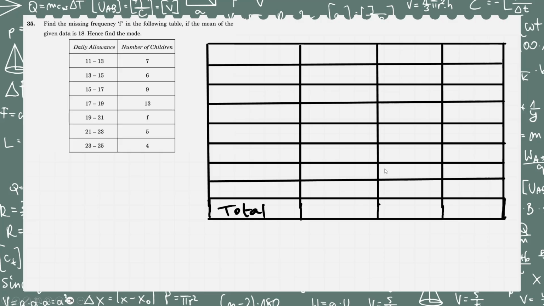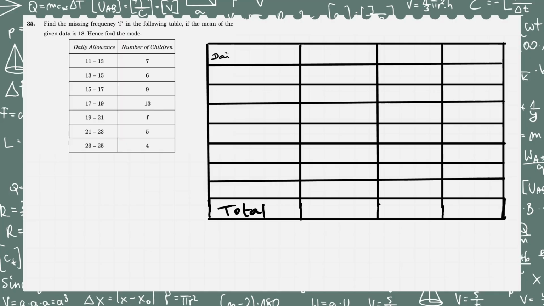Sum number 35. Find the missing frequency f in the following table if the mean of the given data is 18, and find the mode. So let's do one at a time. First we have to find out the mean, right? And the mean is given as 18, and we will compare our answer and the given answer, and that will help us find the value of f. Okay, so let us write here.